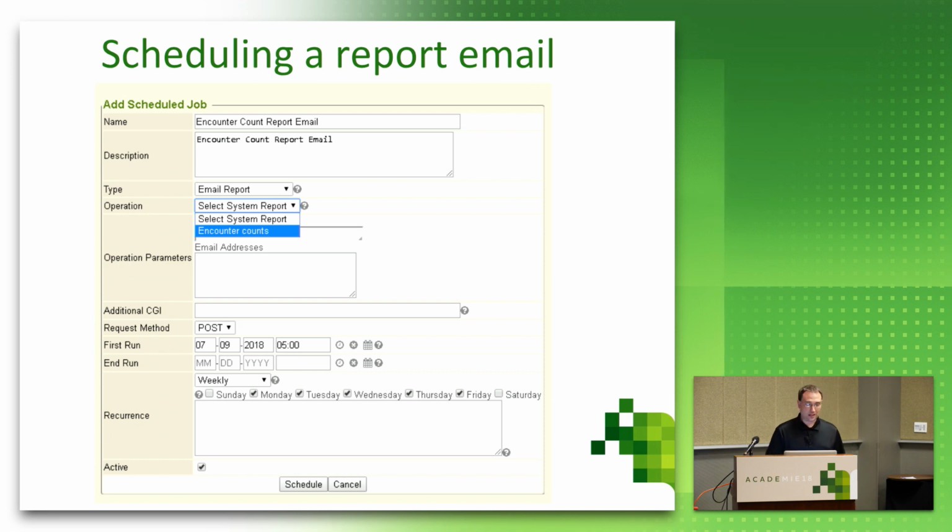Another example that we can give, we can email a system report. So this is just run the report, email me the output. And that is a type of email report. Again, the only one in my system that I've set up to use with this is called encounter counts. Just a simple report of how many encounters I had yesterday, just as an example. The rest is just the first run and the recurrence pattern, just like we did before. I'd like that to come to me every morning at 5 a.m. and give me the output of that report so that I don't have to log in and run it myself.